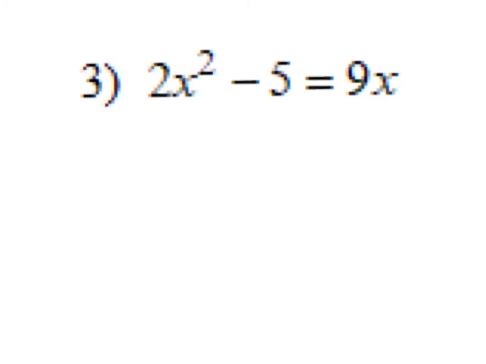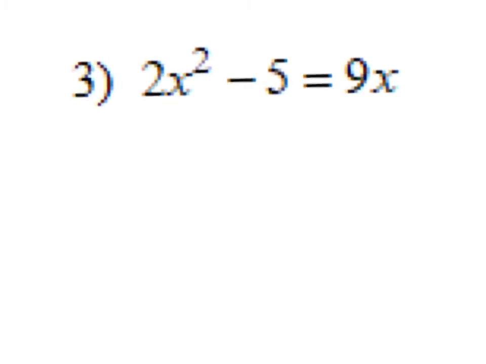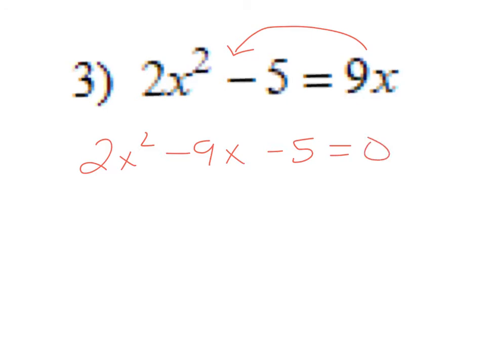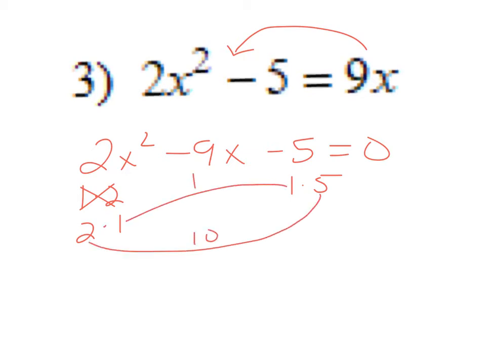On number 3, the first thing we have to do is get this set equal to 0. So I'm going to move that 9x into the middle here, so I get 2x squared minus 9x minus 5 equals 0. Now I'm going to make my list of factors, 1 times 2 and 1 times 5. In this case, it won't work like this, so I'm going to flip one of them. Now when I take 2 times 5, I get 10. 1 times 1 is 1, and I want to make the 10 negative to get a -9.